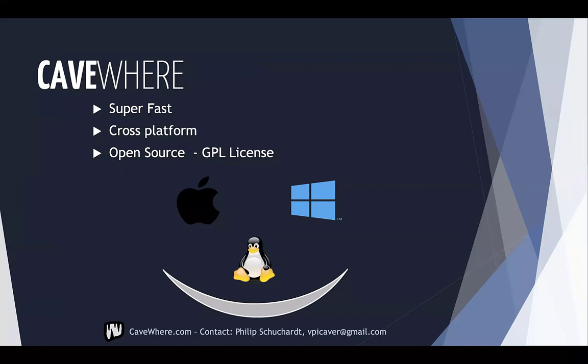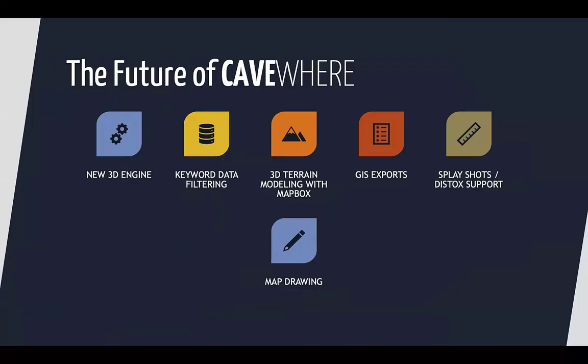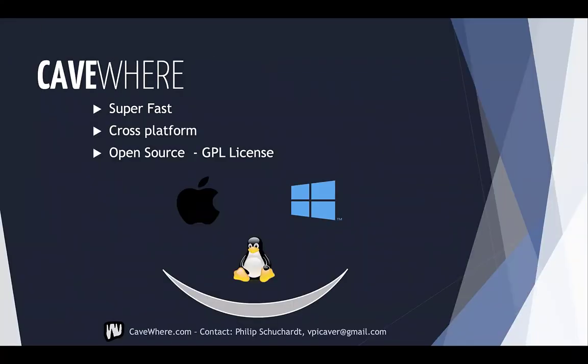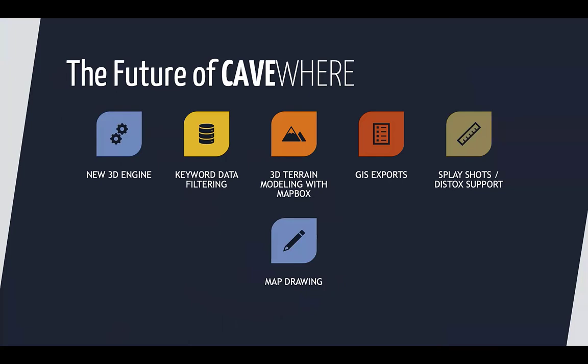CaveWhere overall is super fast. I try to make it as user-friendly as possible, mostly so I don't get angry at my own software. It's cross-platform, open source. You can find it on GitHub. You can report bugs on GitHub if you have a GitHub account. It's free. It runs on Mac, Linux, Windows. And the great thing about CaveWhere is it's currently in active development, so you get new features all the time.